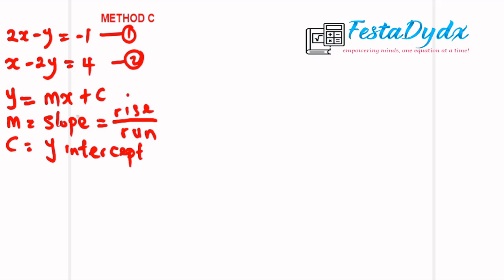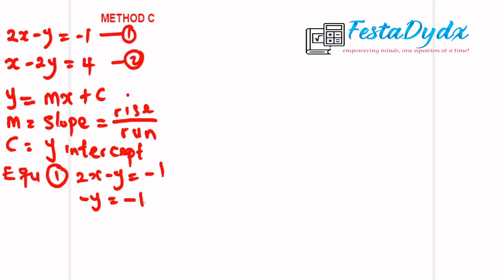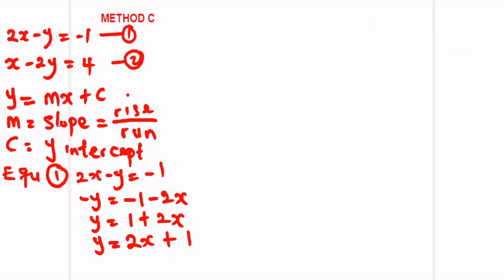So before we start this, I want to work with equation 1 first. Equation 1, which is 2x minus y equals minus 1. Let's make y the subject of formula. So if I make y the subject of formula here, it becomes minus y equals minus 1 minus 2x. That's when plus 2x crosses the equation sign. So our y is equal to 1 plus 2x. I want the x to be first before the number. So it should be y equals 2x plus 1.